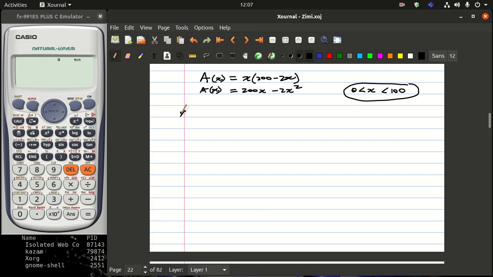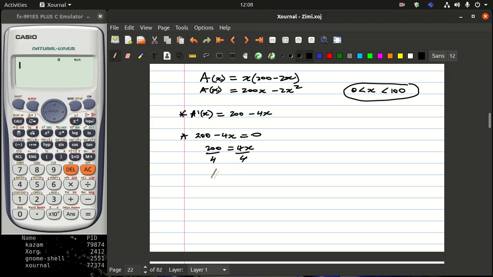The next thing is to find the first derivative with respect to x, and of course the first derivative of this is going to be 200 minus 4x. After you have done that, you need to set this equal to 0. In other words, 200 minus 4x must be equal to 0, or 200 must be equal to 4x, and then divide by 4 on both sides, and 200 divided by 4 is 50, so we have x equal to 50.